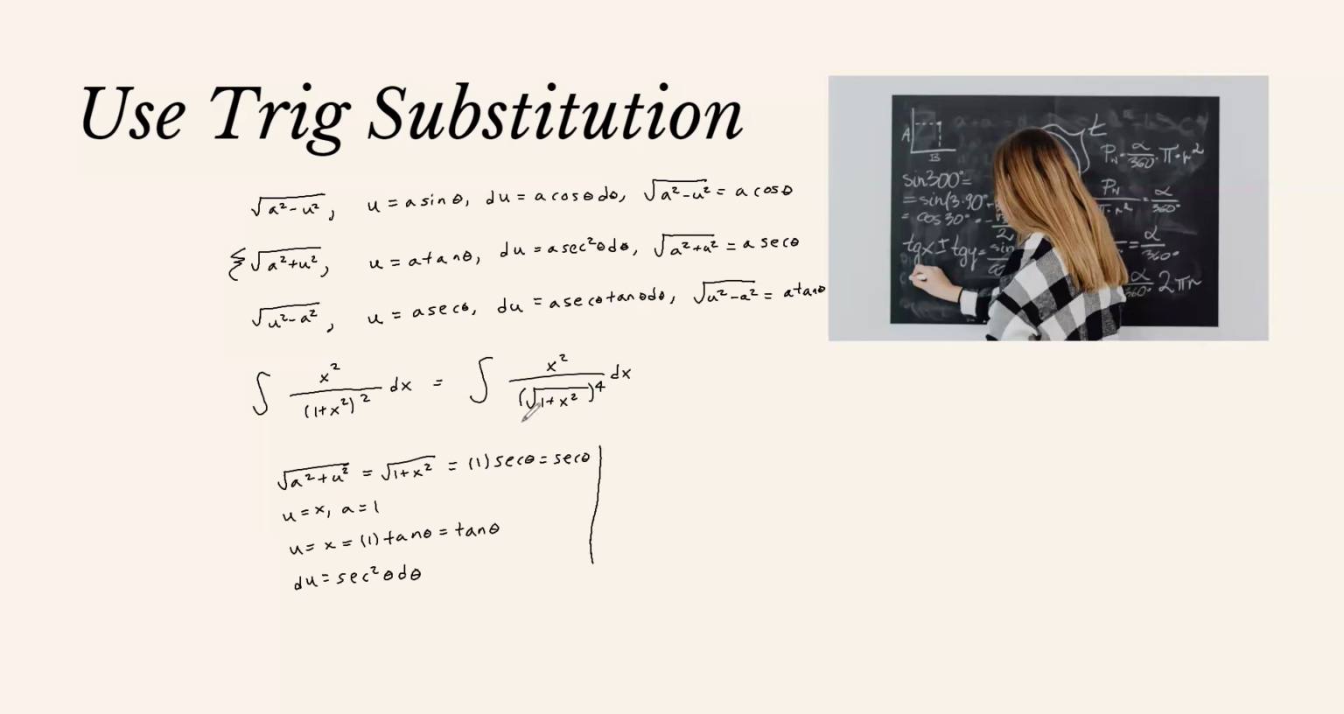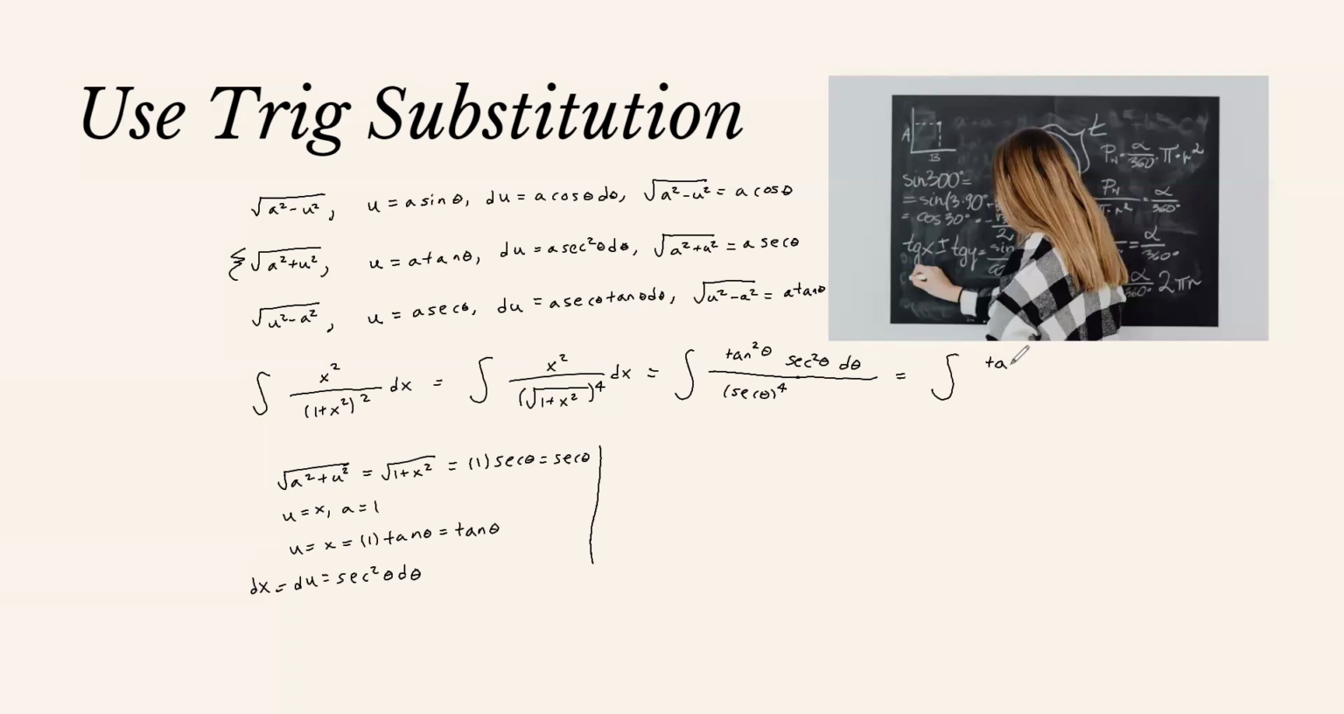And now we're all set to plug and chug. That x squared will just become tangent squared theta. The root 1 plus x squared is equal to secant theta. So on the bottom, we just have secant theta to the 4th. Yes, we have a power of 4 there. And then our dx, which is equal to our du, since u equals x, is going to be secant squared of theta d theta. And there we go.